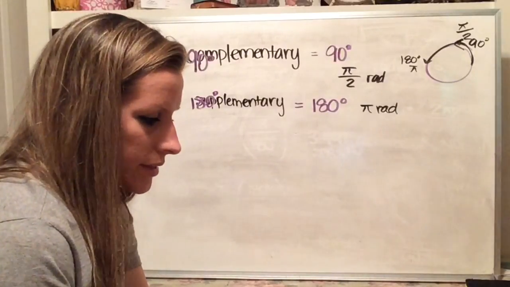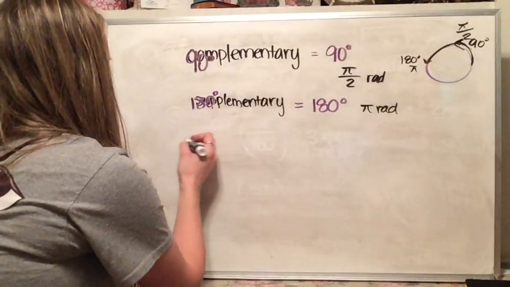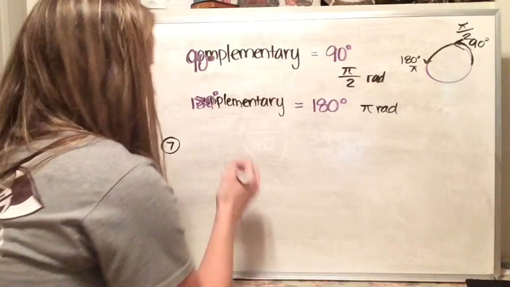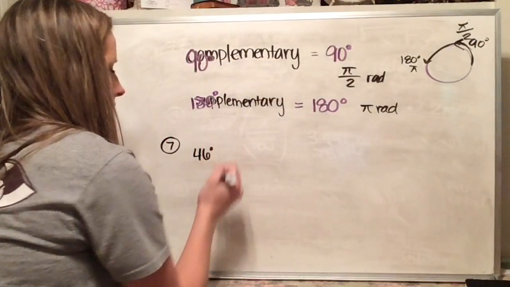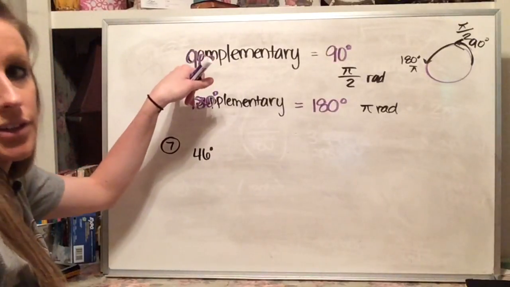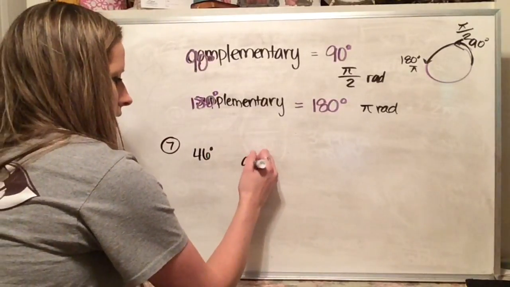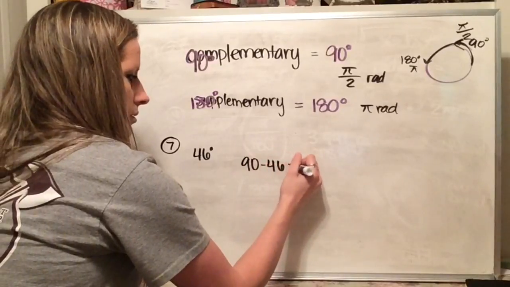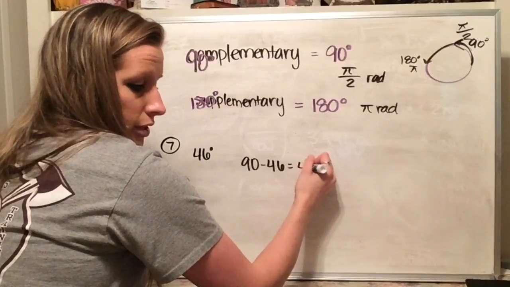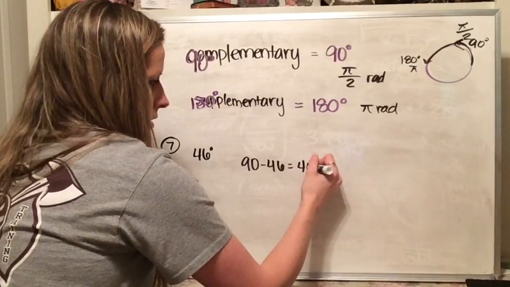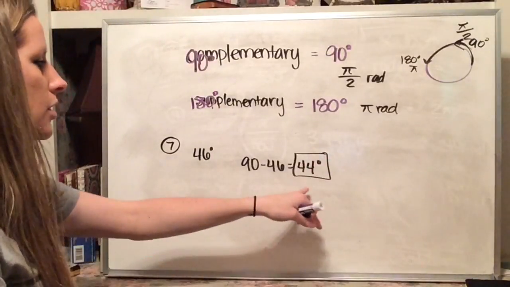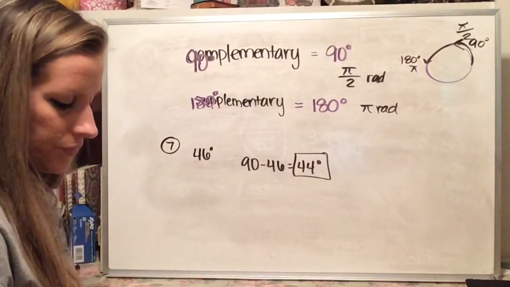Alright, so let's try some examples. Number 7, we're talking about degrees, and we want to find the complement of a 46 degree angle. So complementary angles add up to be 90 degrees. So we're going to take 90 and we're going to subtract 46. Okay, that'll give you what? 44 degrees? Okay, so that's my answer. That would be the complement of this angle.